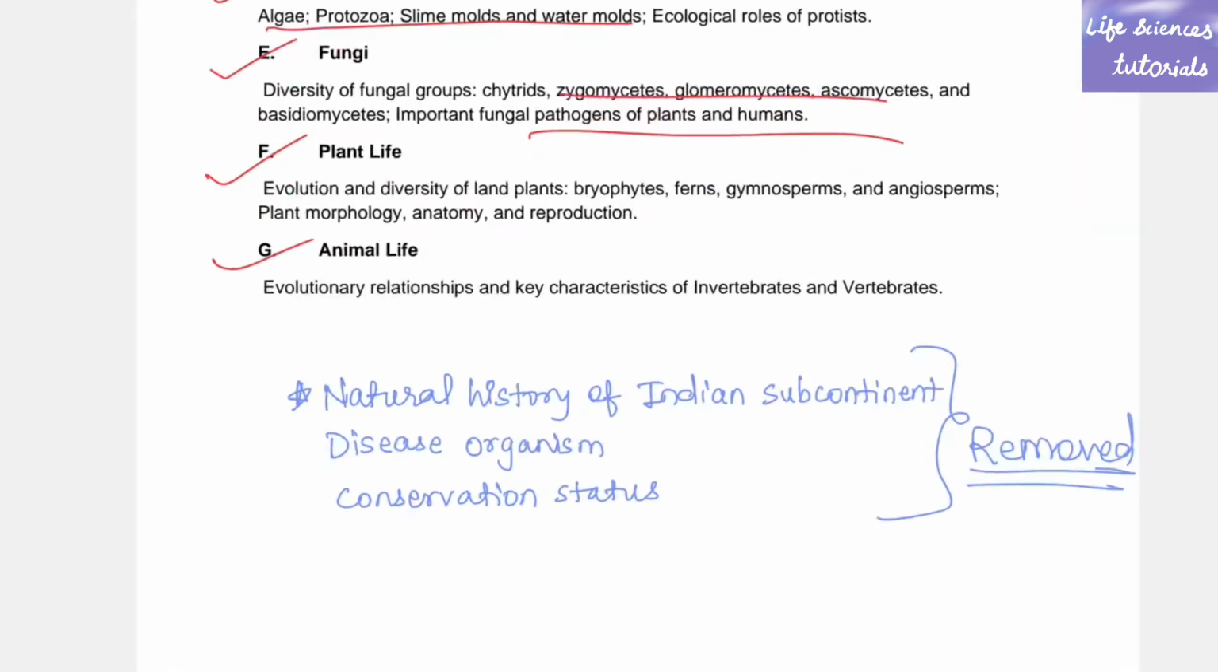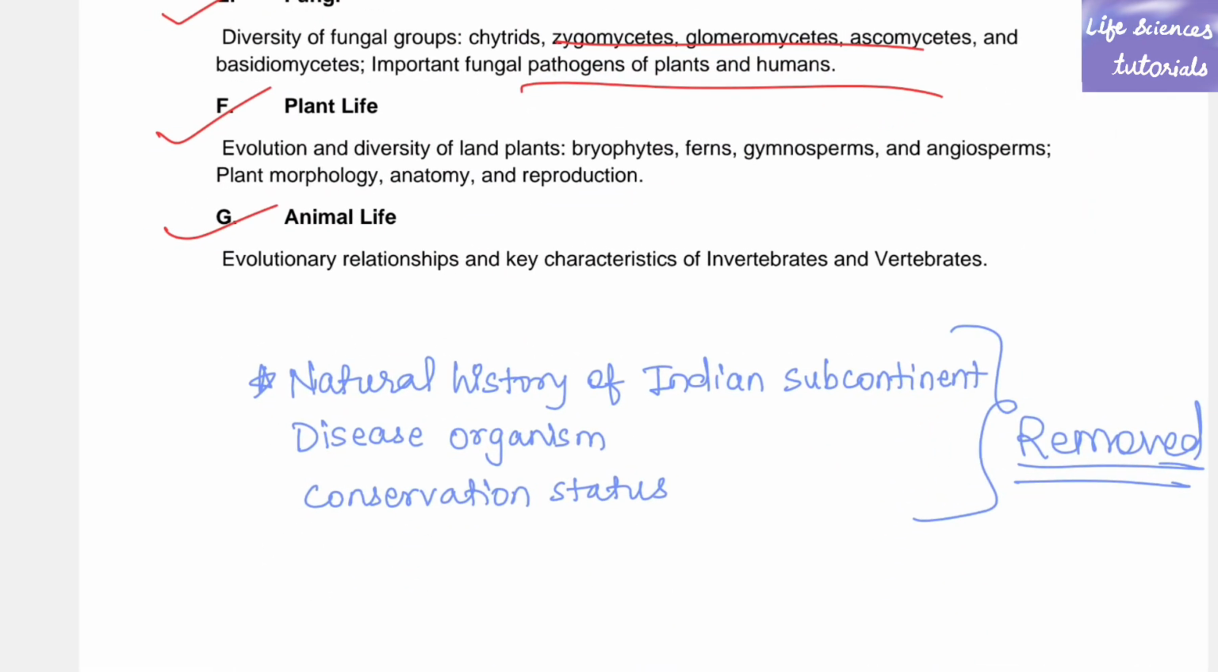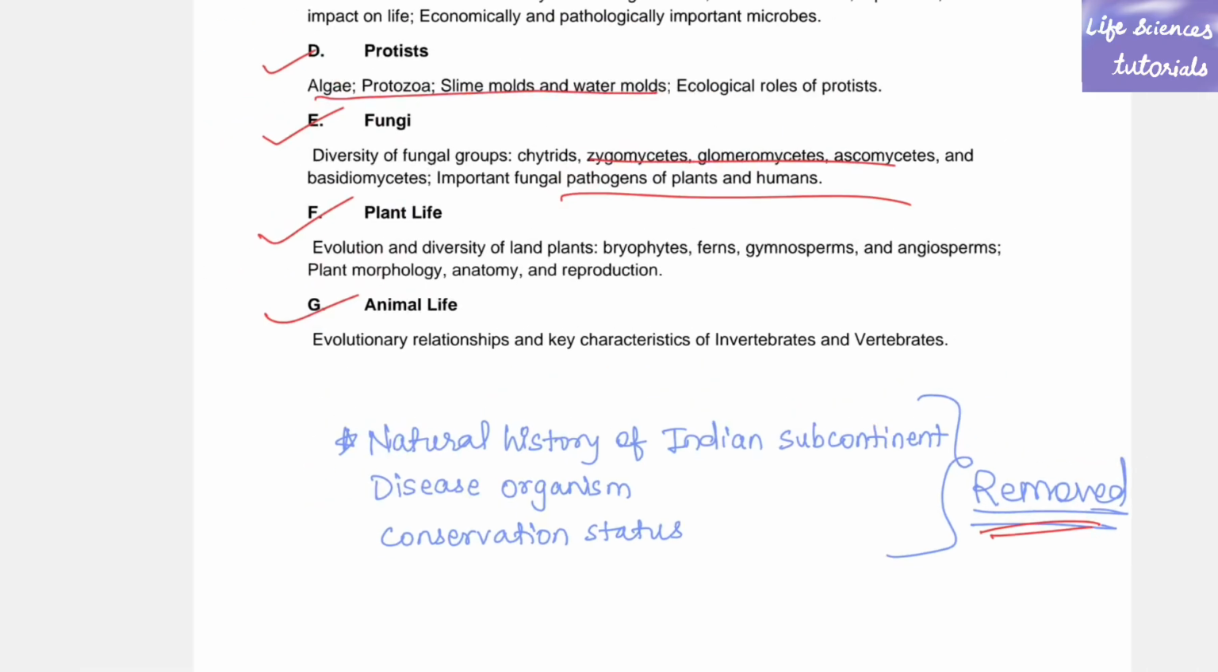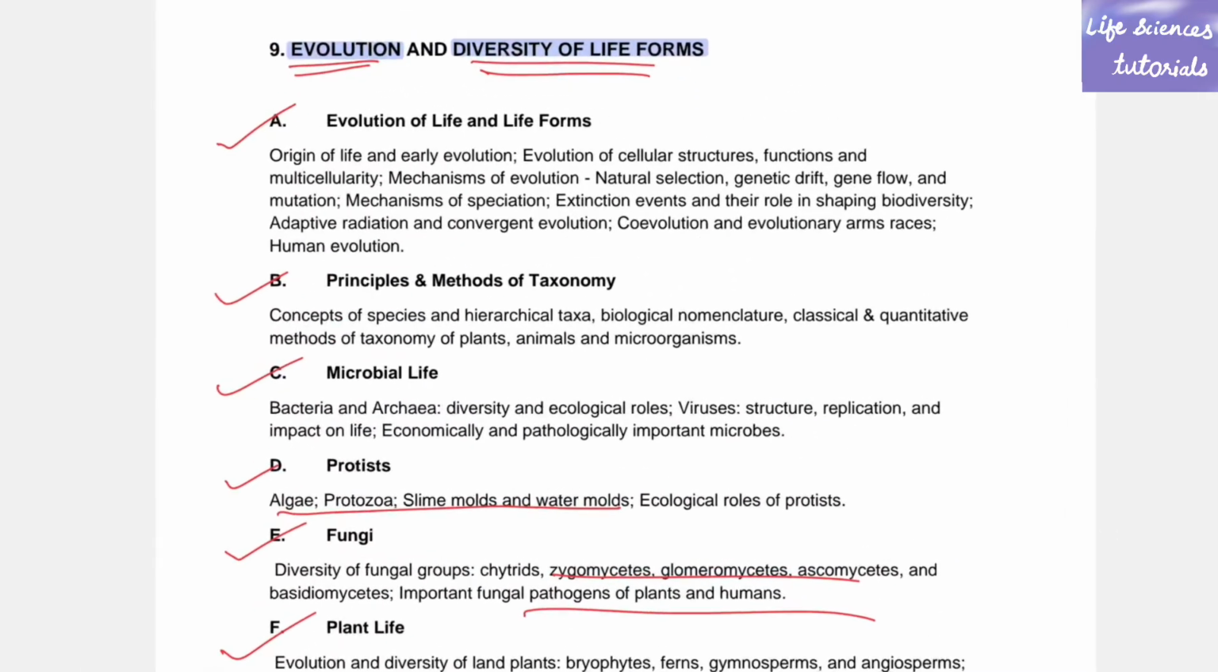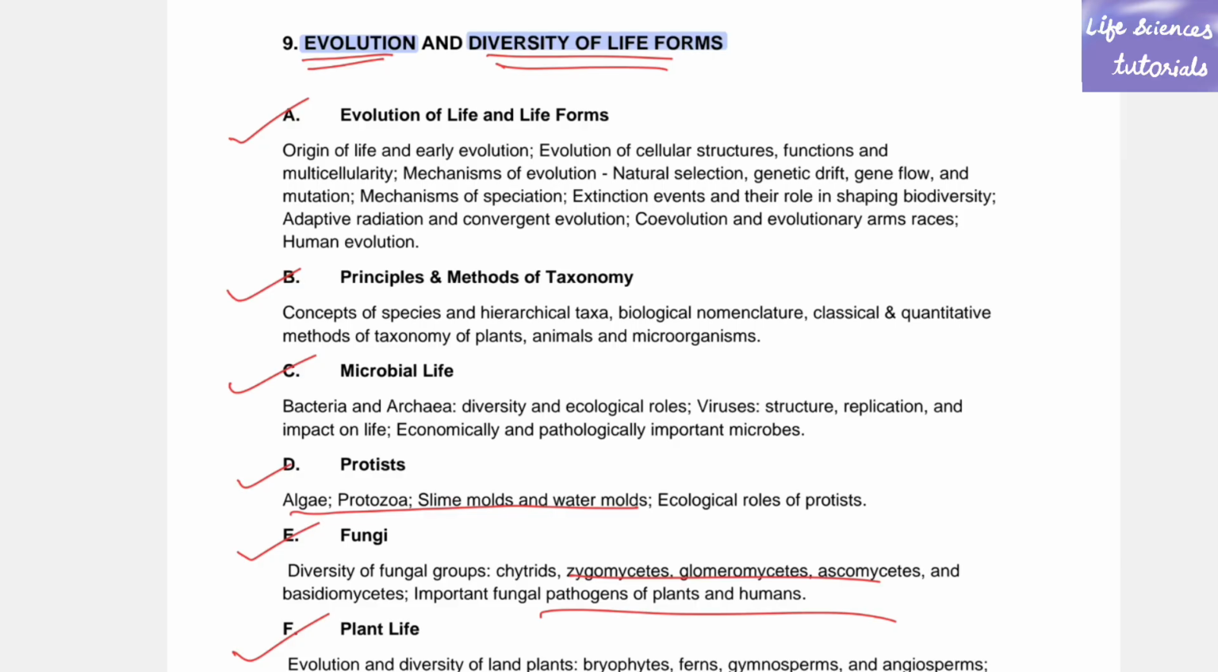Next, plant life, animal life, what you have to study, right? Everything is mentioned. Also, in the older syllabus, with respect to diversity also, natural history of Indian subcontinent, disease, organism, and conservation status, these were mentioned, but this is not there in the new syllabus here. Okay, so this has been removed. So no need to focus on the diversity of Indian subcontinent as such.